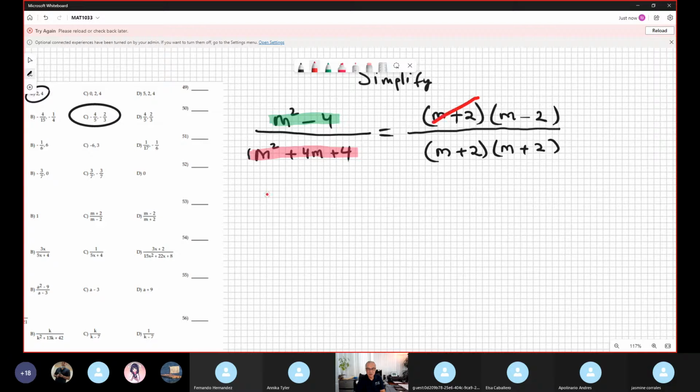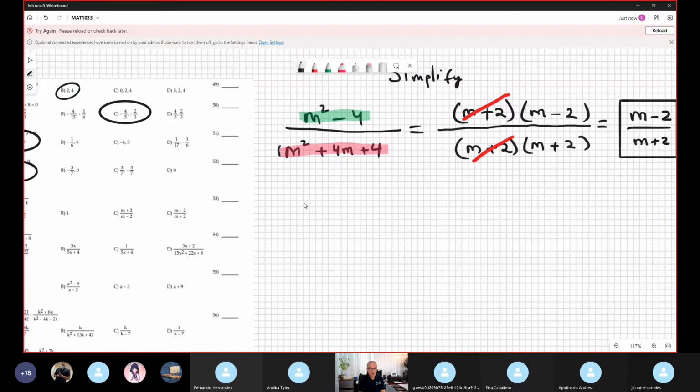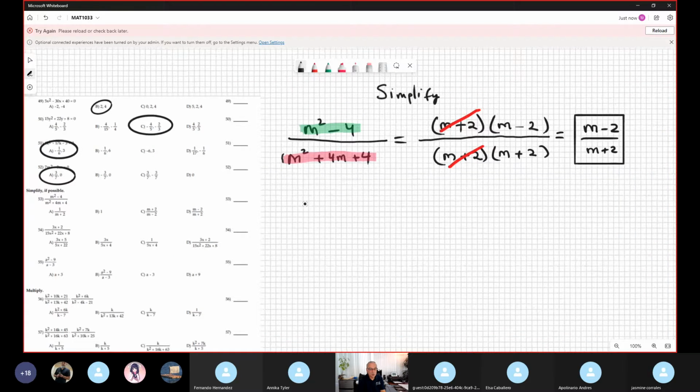Therefore, wow, look at that. This factor cancels with this one, because any expression divided by itself is 1. So there is no reason to write it like that, because this is 100% equivalent to m minus 2 divided by m plus 2. End of the story. Boom. Simplified. We see m minus 2, m plus 2. Do you see it?